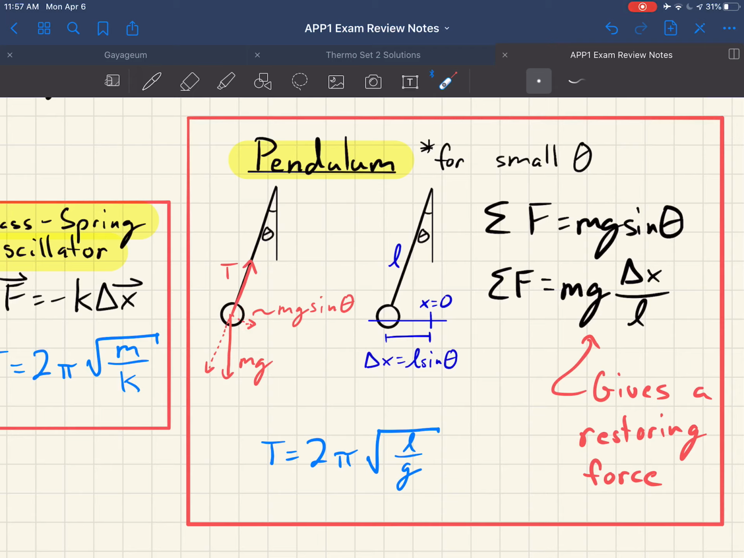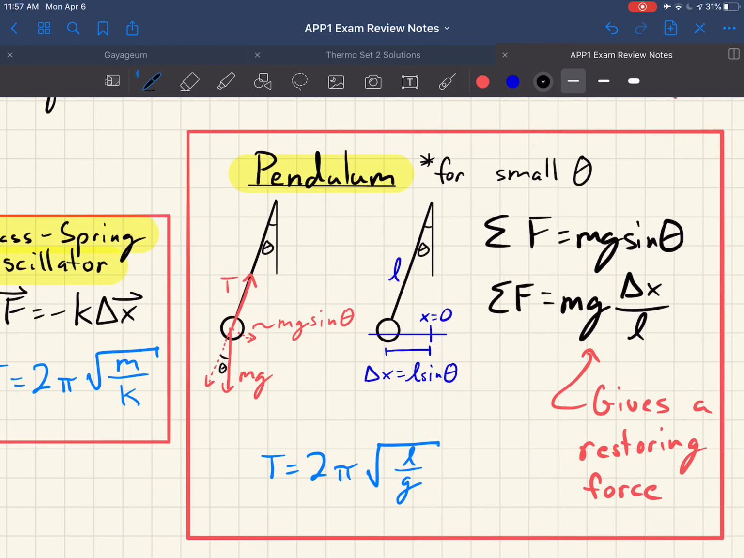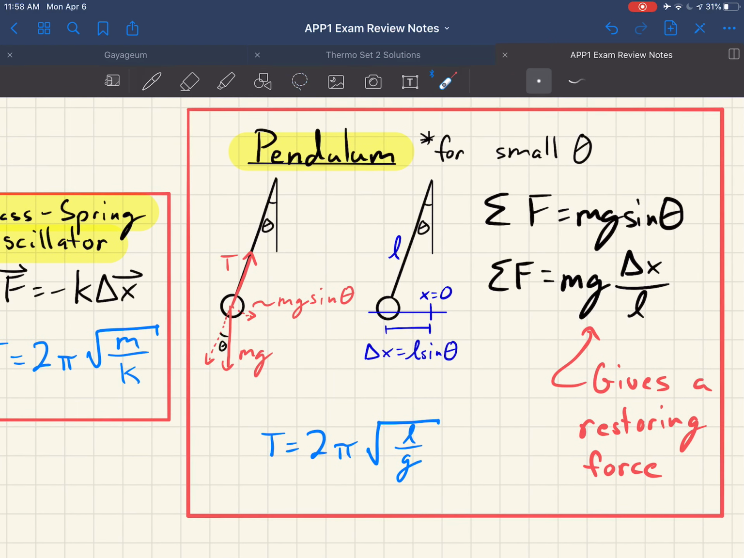So with that being said, we can assume that the net force is going to be equal to mg sine theta. It's going to be sine theta because we're defining theta as this angle right here, which is the same as this angle here. So the net force is mg sine theta. Well, this isn't easy to see as a restoring force. But with a little bit of work, we can see that it is.